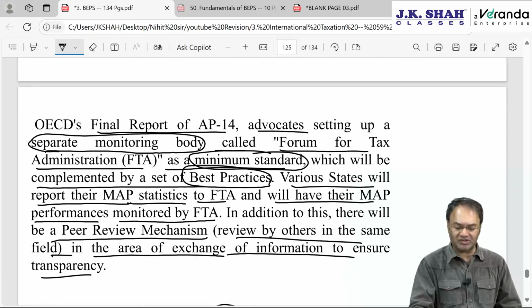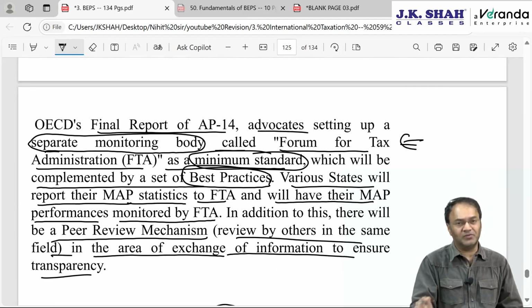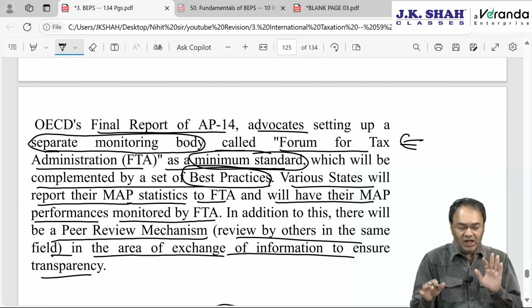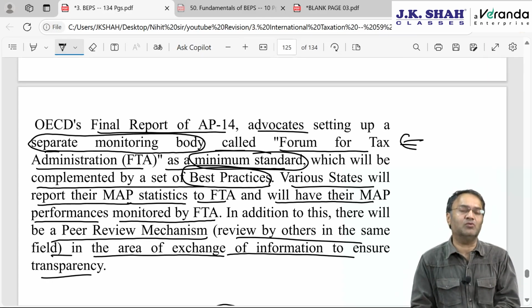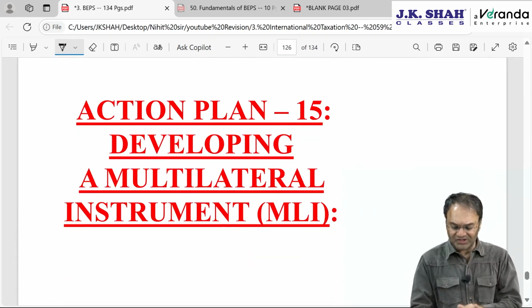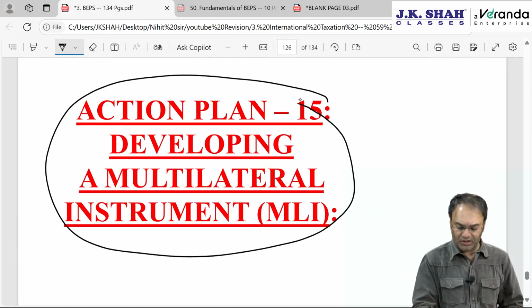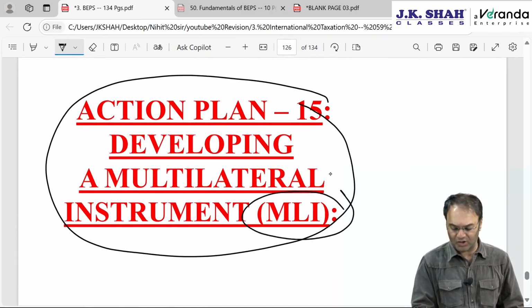India has been a part of this FTA from the beginning and India is cooperating with other countries. Now, still everything is a work in progress. FTA is set up but peer review has not yet started. Last is Action Plan 15, Developing a Multilateral Instrument, MLI. This is something off the track.